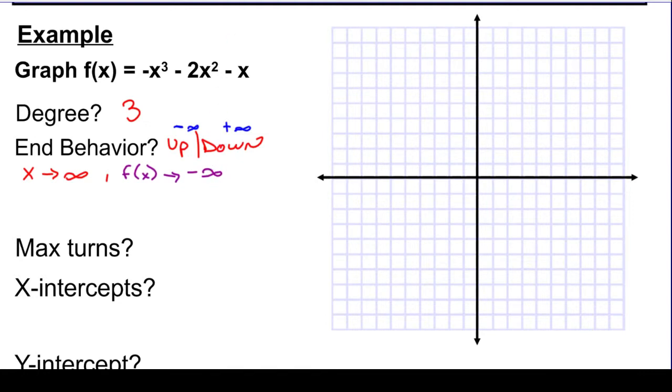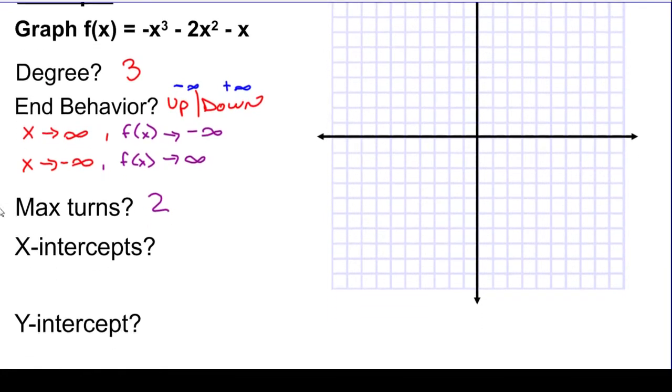And then the same thing's going to happen as x approaches negative infinity, which means as it goes to the left, the graph's going to head up on the left-hand side. So we're going to say that this travels towards positive infinity. This has 2 maximum turns, again, because it's just degree minus 1.